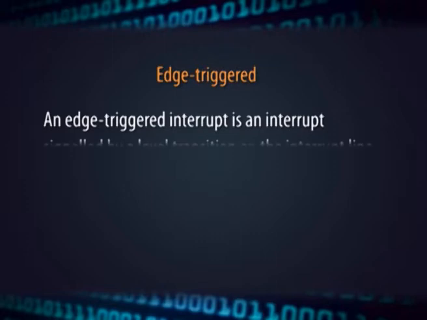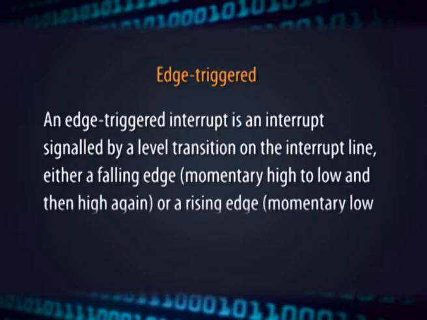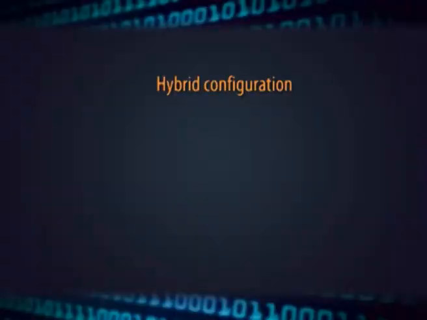It ceases asserting the line when the CPU commands it to or otherwise handles the condition that caused it to signal the interrupt. Second, an edge triggered interrupt is an interrupt signaled by a level transition on the interrupt line, either a falling edge, that means momentary high to low and then high again, or a rising edge, momentary low to high and then low again. A device willing to signal an interrupt drives a pulse onto the line and then releases the line to its inactive state. The third type of hardware interrupt is hybrid configuration.